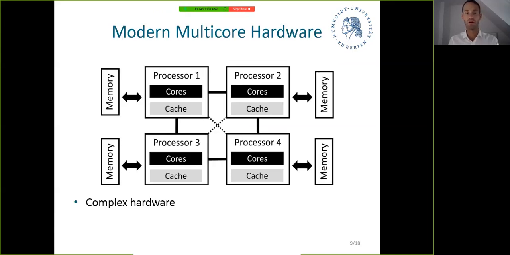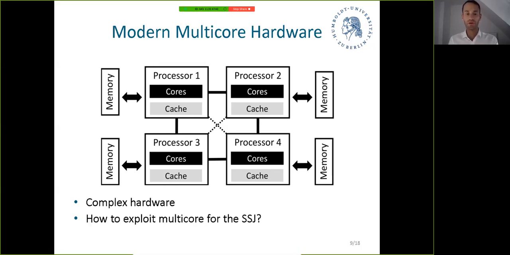This is how typical modern hardware could look like. So we have multiple processors with multiple cores each, with caches which are sometimes shared, sometimes exclusive for cores, with different sizes, different access speeds. The processors are interconnected. Some processors have faster access to certain areas of the main memory. So the hardware is very complex today.